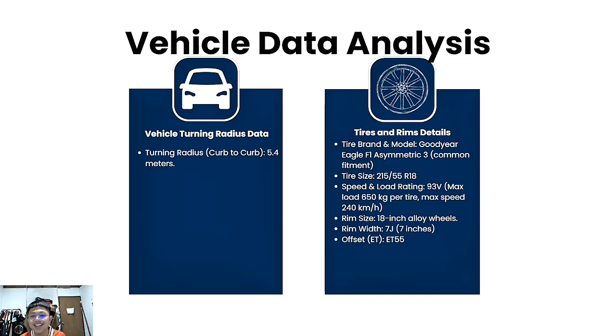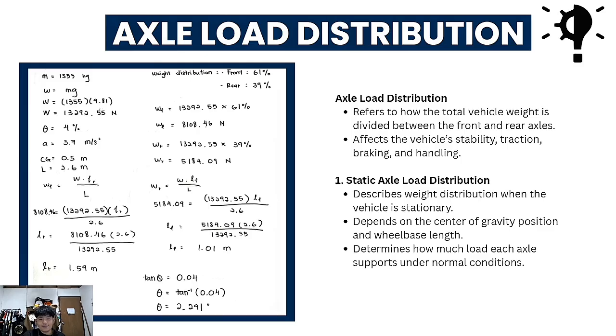And then we have the tire details like tire brand and model. We use a Goodyear Eagle F1 Asymmetric 3, a common fitment. And then we have the tire size 215/55 R18. We have a speed and load rating 93V. Max load is 650 kilogram per tire. Max speed is 240 km per hour. And we have a rim size of 18-inch alloy wheels, and rim width 7J, 7-inch. Offset is ET55. Okay, let's move to the next part.